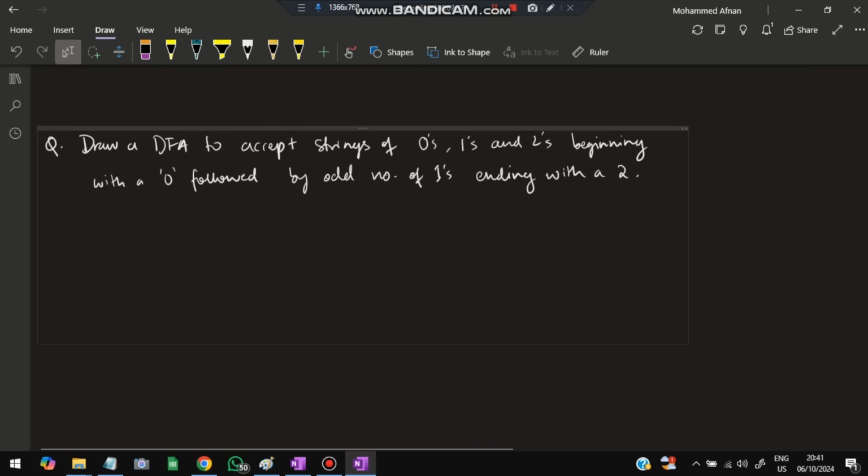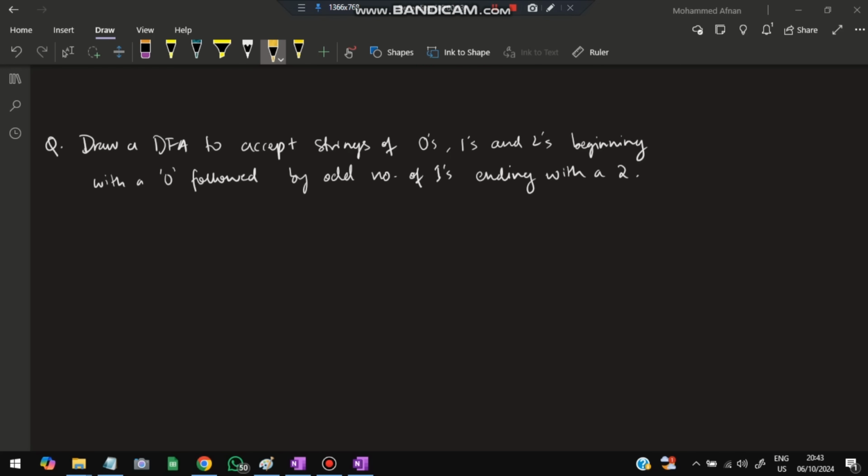Let's move to the next question. Draw a DFA to accept strings of zeros, ones, and twos beginning with a zero, followed by an odd number of ones and ending with a 2. So here we have to add an odd number of ones. Let's have a look how to do that.